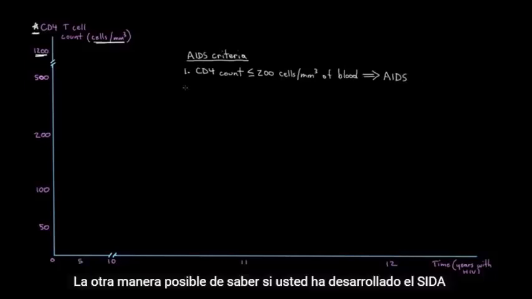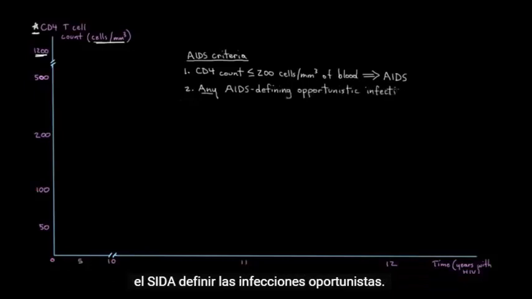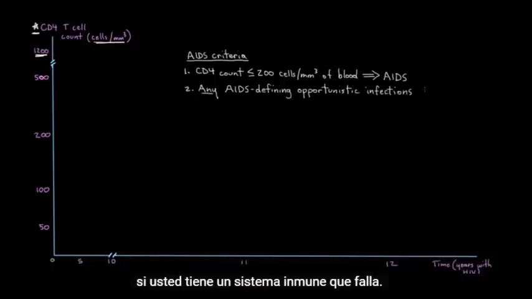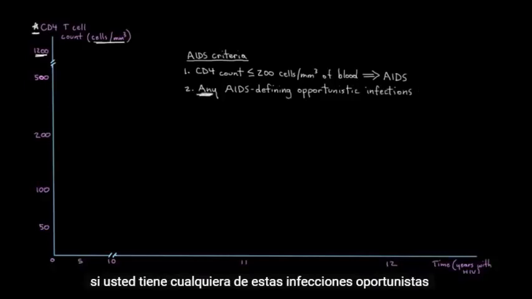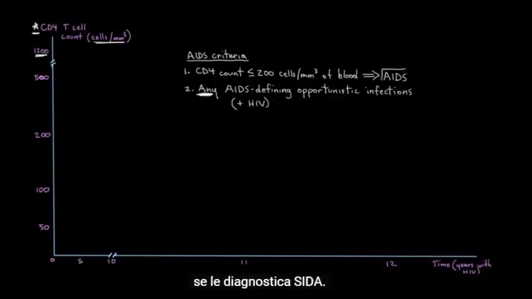The other possible way to know if you've developed AIDS is if you have any of what are called the AIDS-defining opportunistic infections, which are sicknesses that can only take hold in your body if you have a failing immune system. So regardless of your CD4 count, if you have any of these opportunistic infections, and of course an HIV infection as well, you will be diagnosed with AIDS.